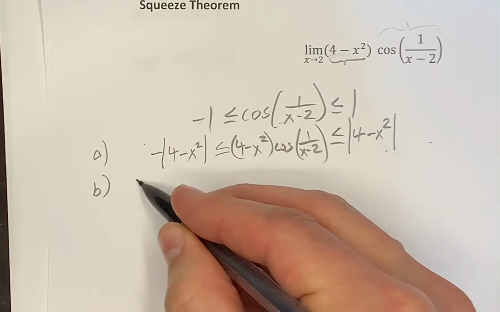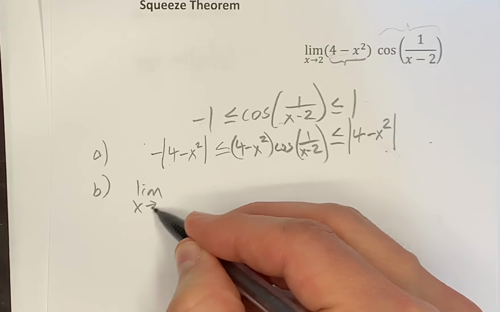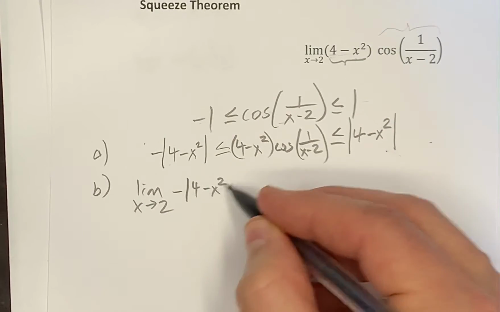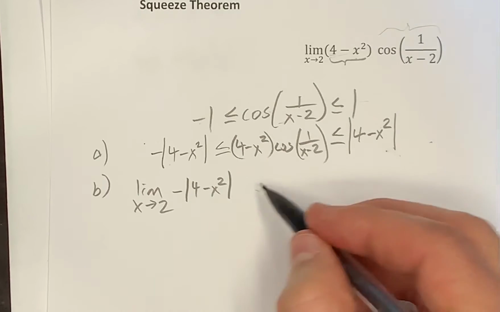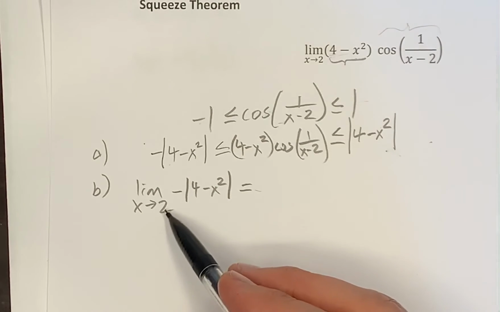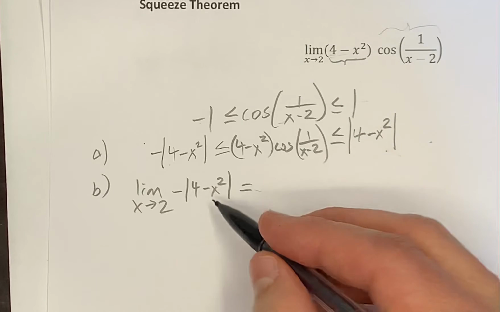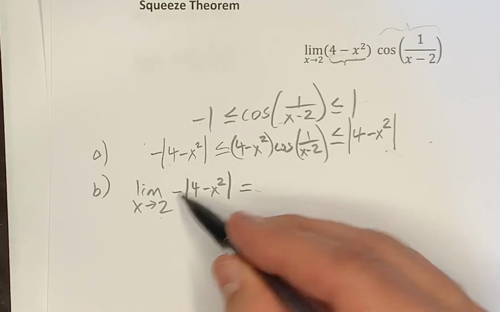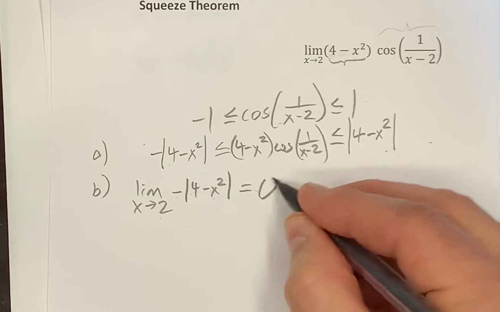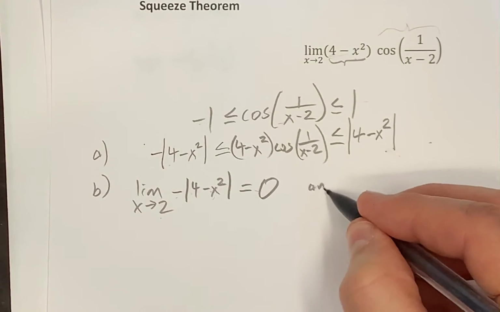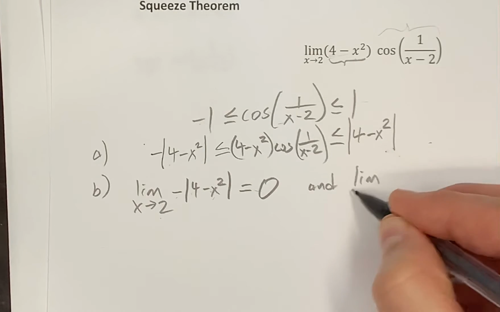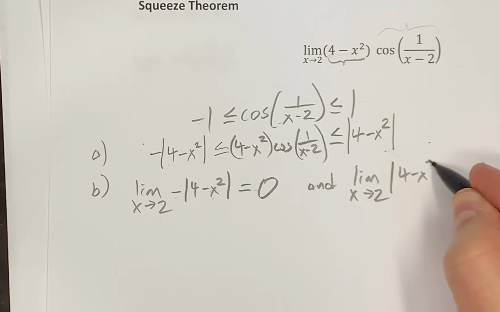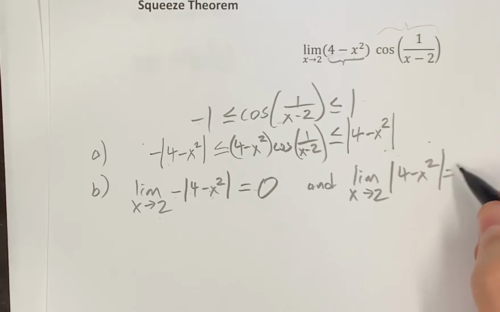Requirement B of the squeeze theorem is: what's the limit as x goes to 2 of negative the absolute value of 4 minus x squared? Well, notice this is a classic substitution problem. X squared has a really clear limit, 4. 4 minus 4 is clear. The absolute value and negative don't change that. That's going to 0. And notice the right-hand side is the same deal, right? The absolute value of 4 minus something going to 4 is still 0.